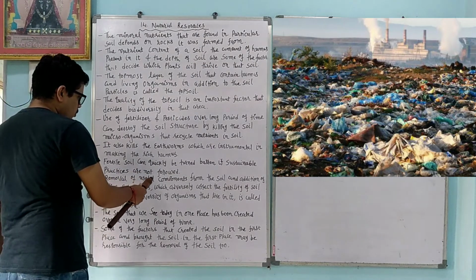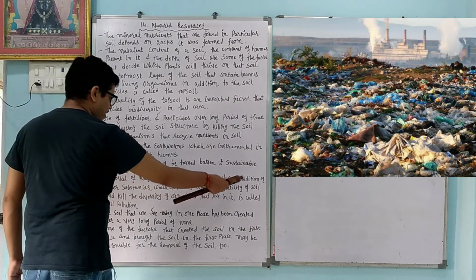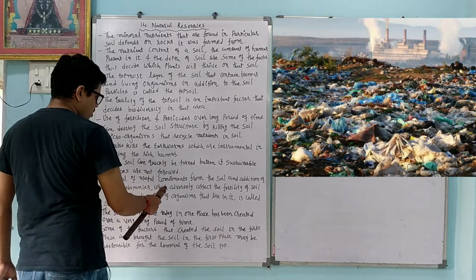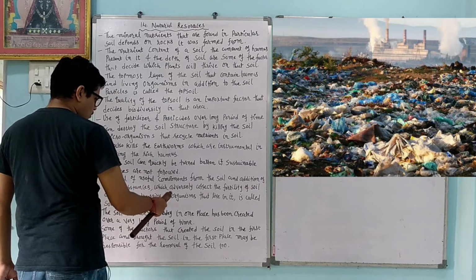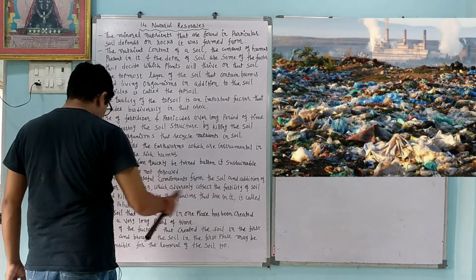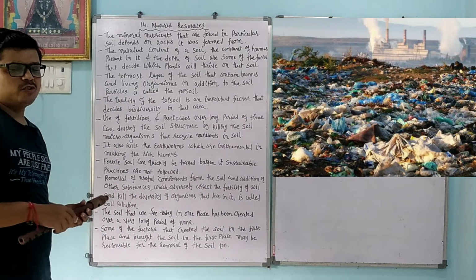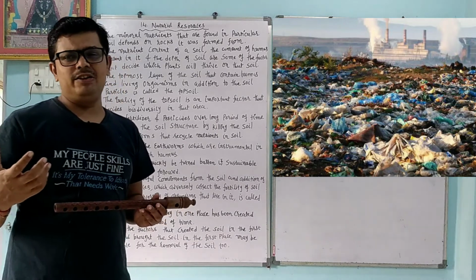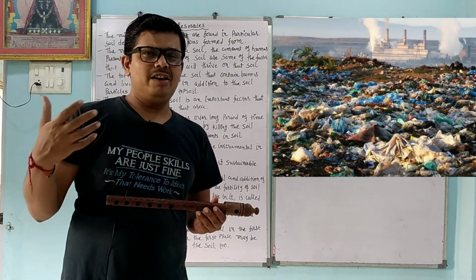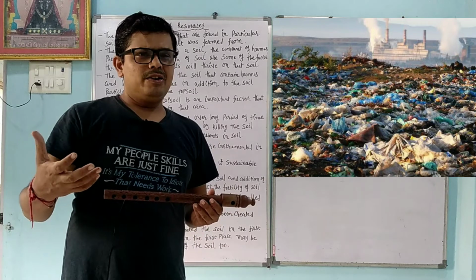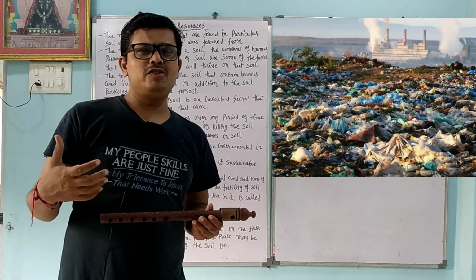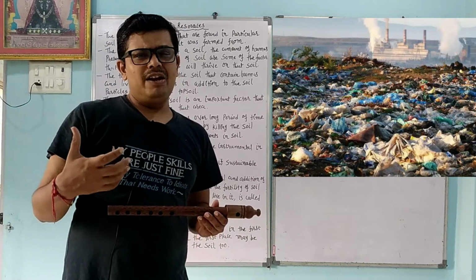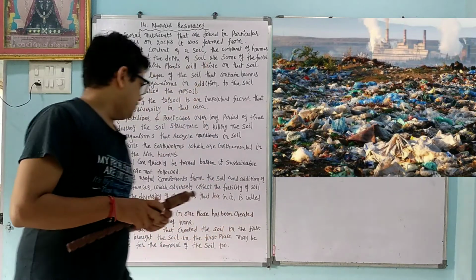Removal of useful components from the soil and addition of other substances which adversely affect the fertility of the soil and kill the diversity of organisms that live in it is called soil pollution. Okay, so suppose we add some unwanted thing in the soil which destroys the microorganisms present in the soil. Okay, and all that is called soil pollution.